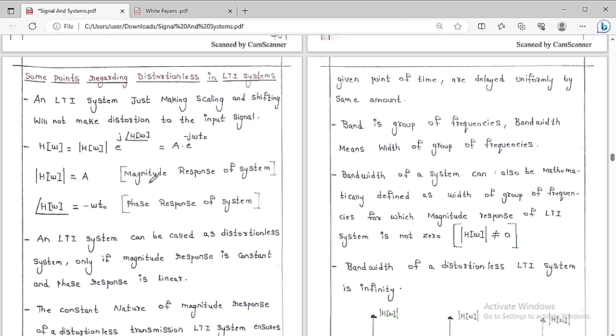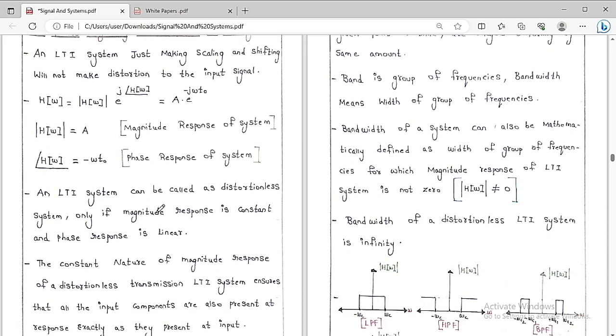As you can see clearly, the magnitude response is constant. Its value is equal to A for all frequencies, and the phase response is a straight line passing through the origin with a slope of minus t naught. An LTI system can be called a distortionless system only if the magnitude response is constant and the phase response is linear.